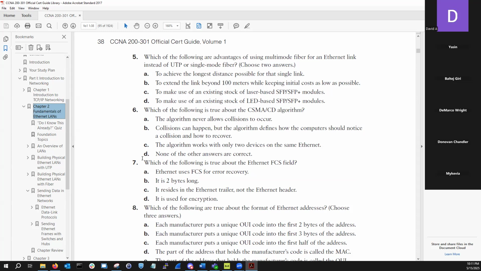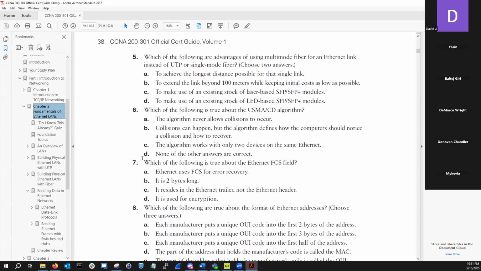Option B, to extend the link beyond 100 meters while keeping initial costs as low as possible. Basically, UTP cables are capable of giving up to 100 meters mostly. I know with the newest technology, they can probably go about 300. But again, we basically want to extend the link beyond 100 meters while keeping the initial cost low. So those are my answers, B and D.